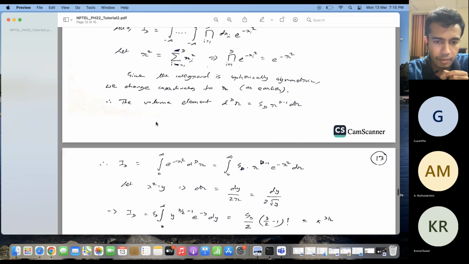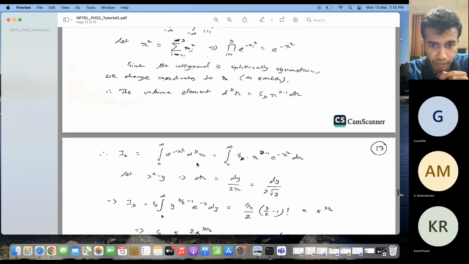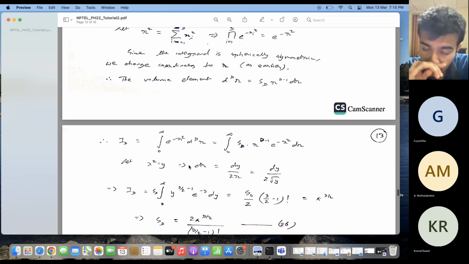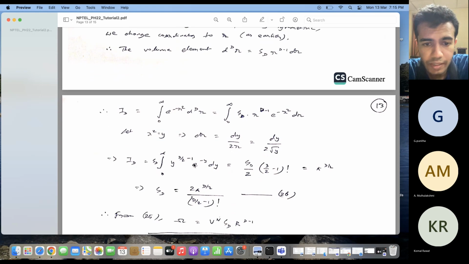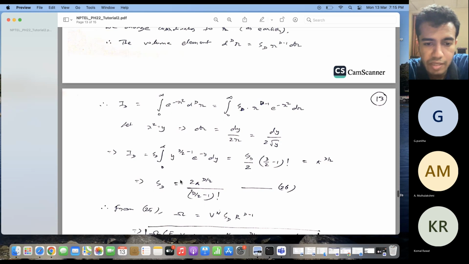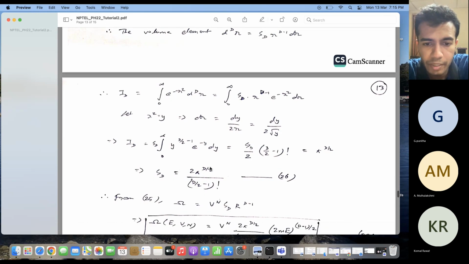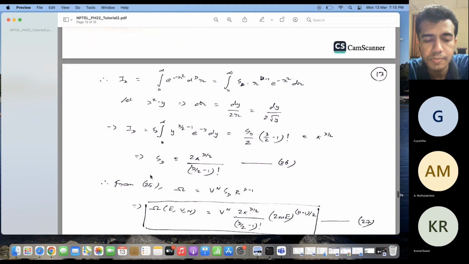Okay. So if I substitute this expression of the volume element and e to the power minus r square in the expression of I_D, then I_D is equal to the solid angle S_D times the integral from 0 to infinity of e to the power minus r square r to the power D minus 1 dr. Now if I substitute r square equal to y, I end up getting I_D equal to S_D by 2 times (D by 2 minus 1) factorial, and this is equal to pi to the power D by 2. So from this I can read off S_D is equal to 2 pi to the power D by 2 divided by (D by 2 minus 1) factorial. So this is the expression of the solid angle in D-dimensional space.